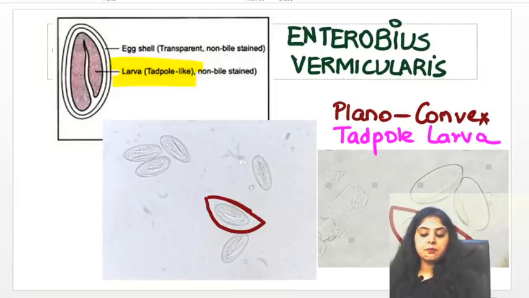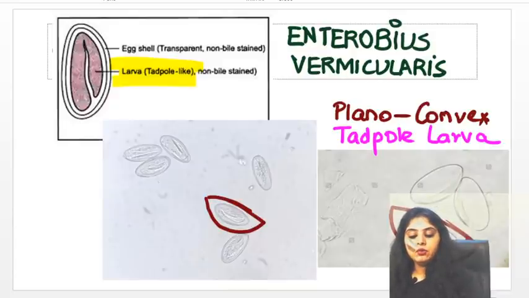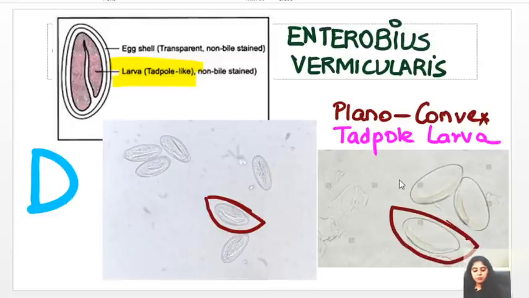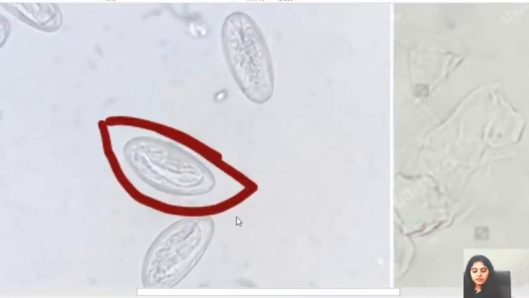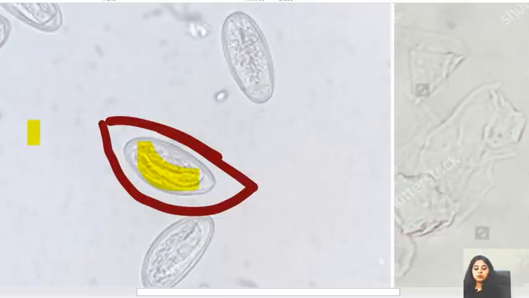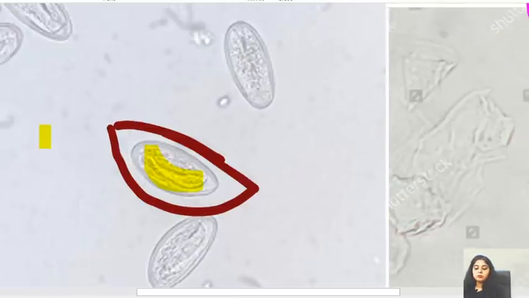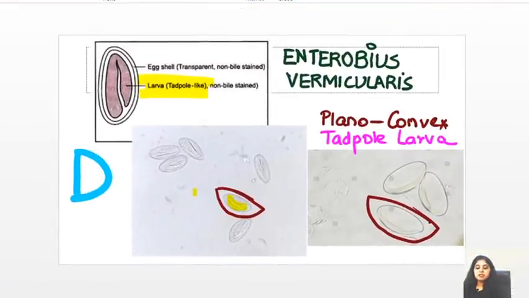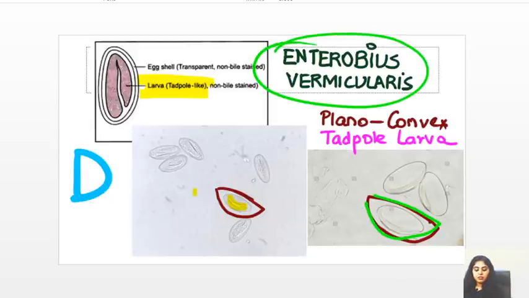Okay, last two eggs. Number one, what do you see over here? Do you all appreciate there is a plano-convex egg? So, plano-convex egg, number one. And do you see something inside it? Do all of you see there is a larva-like structure inside it? You call it the tadpole larva. So please remember, plano-convex egg with a tadpole larva. You see another one over here. These are also plano-convex. Plano-convex with tadpole larva is Enterobius vermicularis. Yes? Okay.